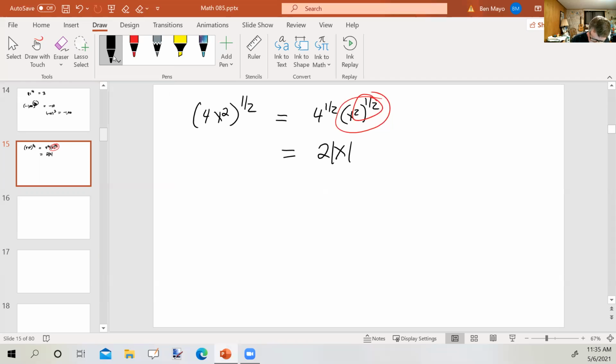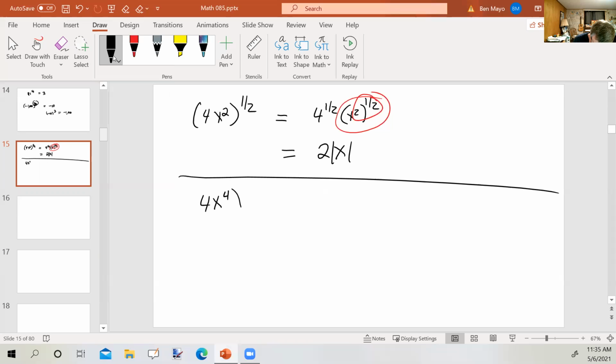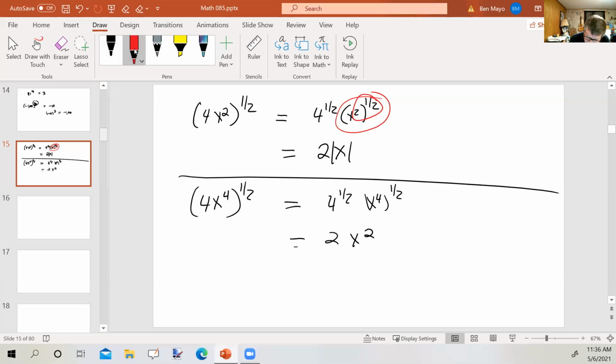Okay. What if I had this situation? 4x to the 4th power all to the 1/2 power. That would be 4 to the 1/2 power times x to the 4th to the 1/2 power, which is 2x squared, because a power raised to a power, you multiply the exponents. 4 times 1/2 is 2. X squared isn't going to be negative, so I don't need absolute value bars there.